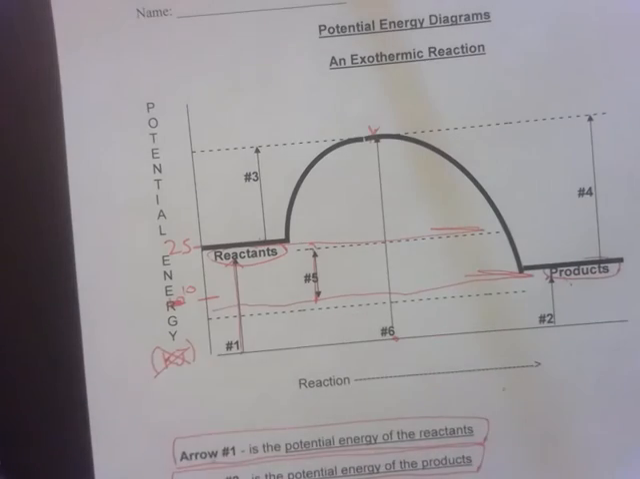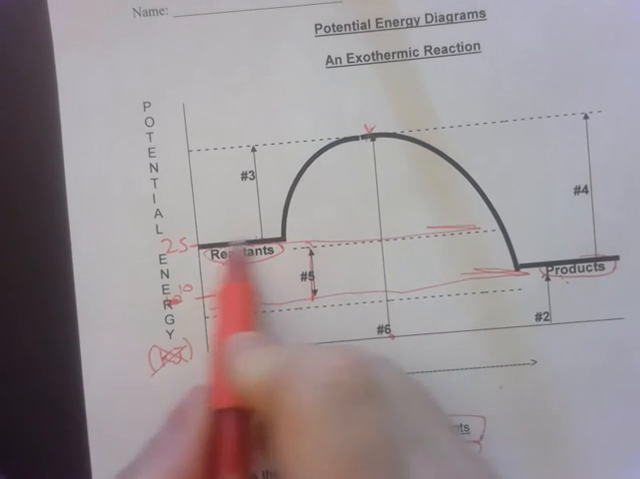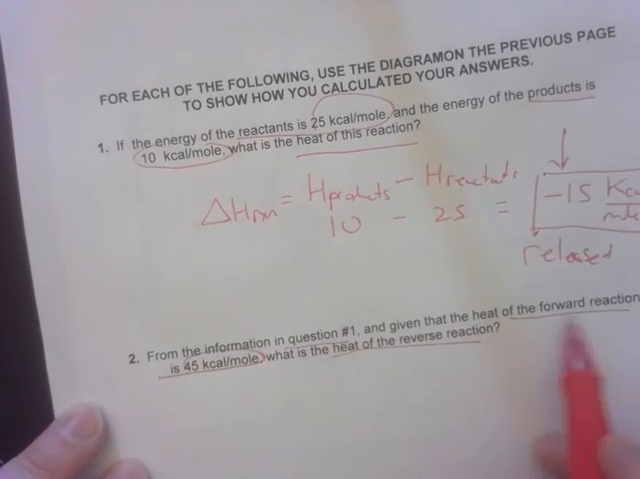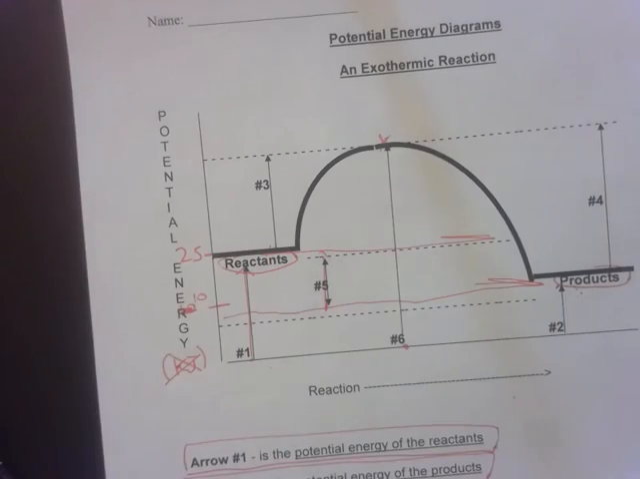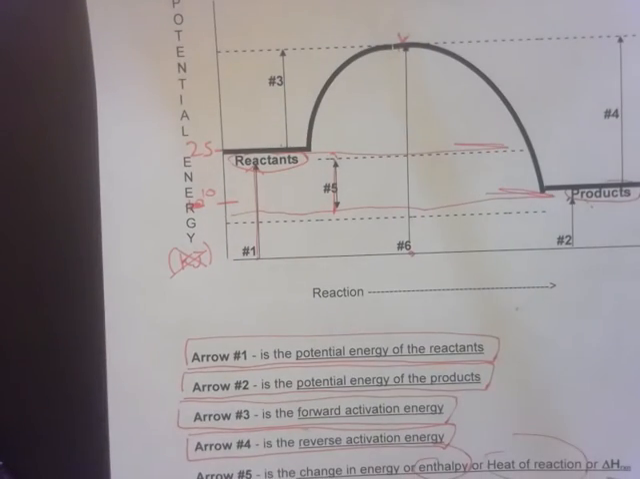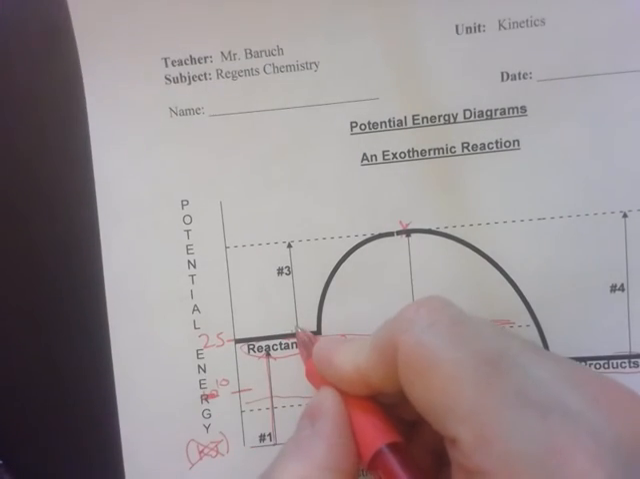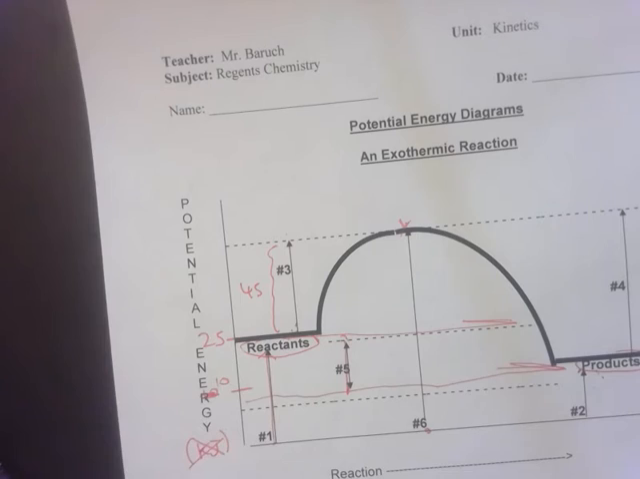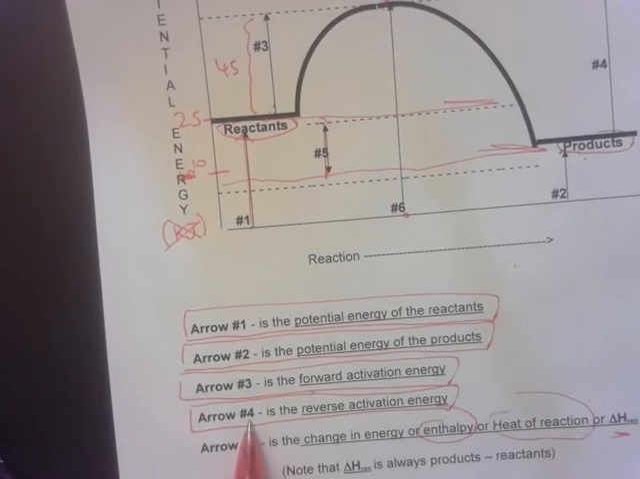I have that this has 10 units of energy, this has 25 units of energy, and I'm now giving you that the forward reaction is 45 units of energy. Now what is the forward reaction? Again, that would be line number 3. So from here to here is 45 kilocalories. The question is, what is the heat of the reverse reaction, which is arrow number 4?